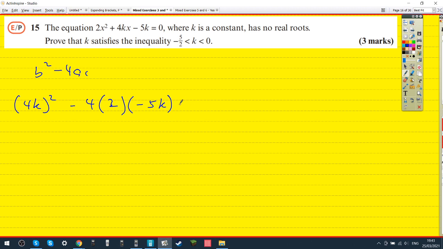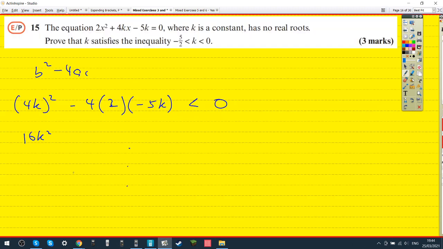No real roots, which means it's less than 0. Well done. And then it's just a normal inequality to be solved. What is this squared? 16k squared. Well done. Great. I'm happy. Let me just check.